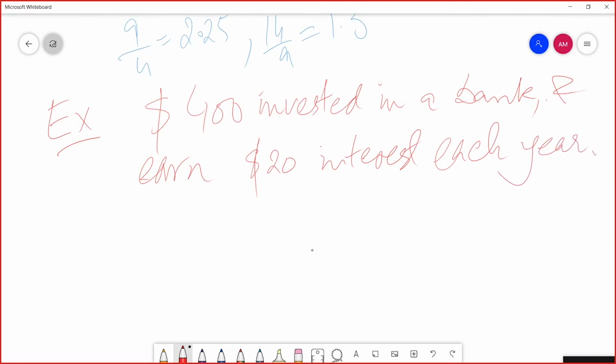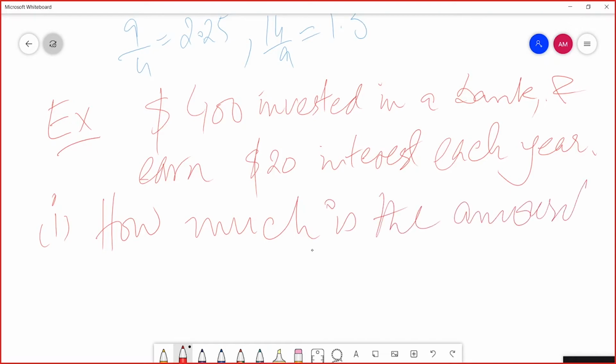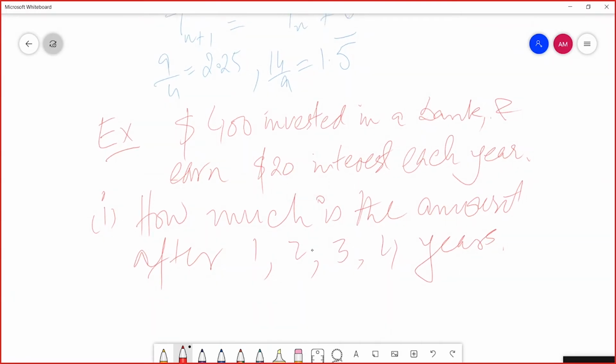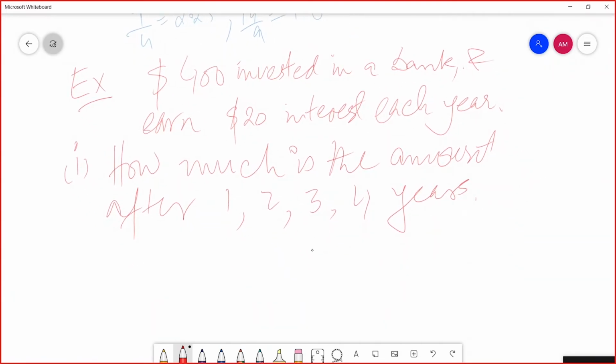Let's try to understand. First of all, the first question. How much is the amount after 1, 2, 3, and 4 years? So we are asked four answers, right? Can you help me with this? So I write solution.